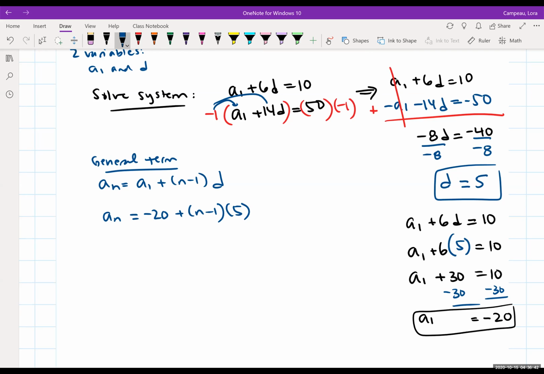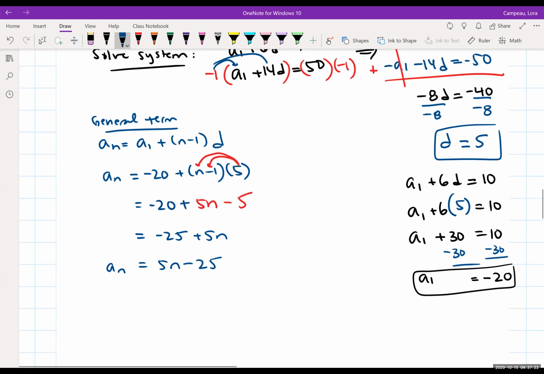We can clean this up for ourselves. Negative 20 plus, notice the 5 in the back, so 5 times n is positive 5n. Negative 1 times positive 5 is negative 5. Let's write that 5 a little bit nicer and simplify it a little bit. Negative 20 minus 5 is negative 25 plus 5n. Or if you prefer 5n minus 25, that's fine too. But now you have a nice formula to find future terms.